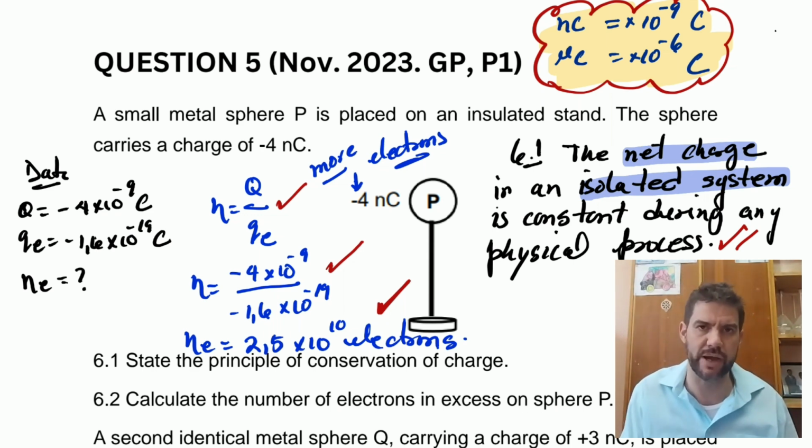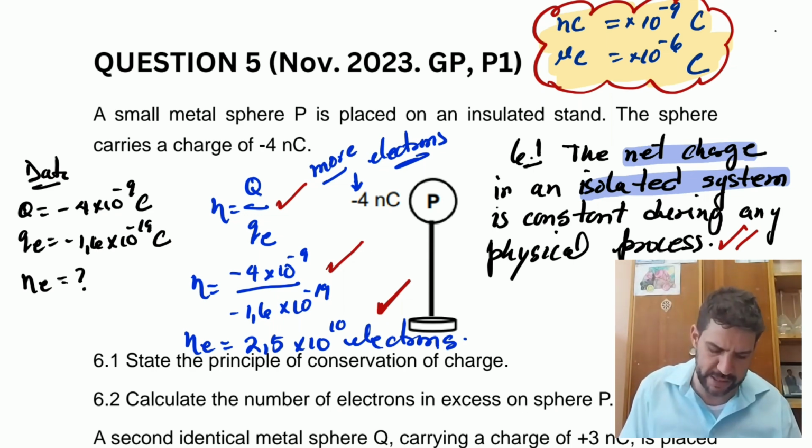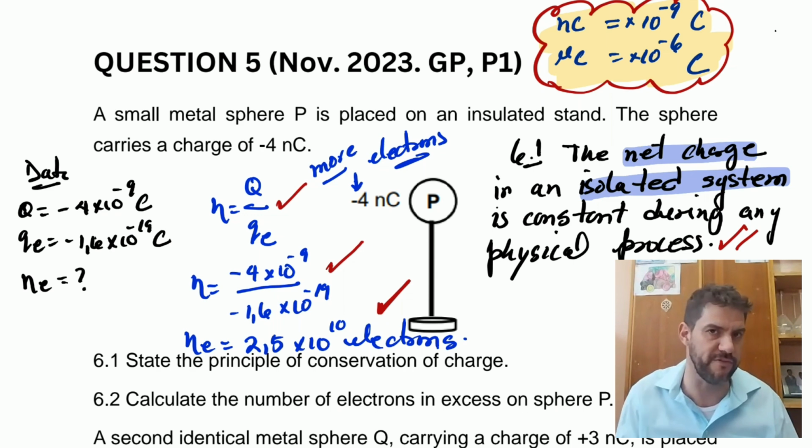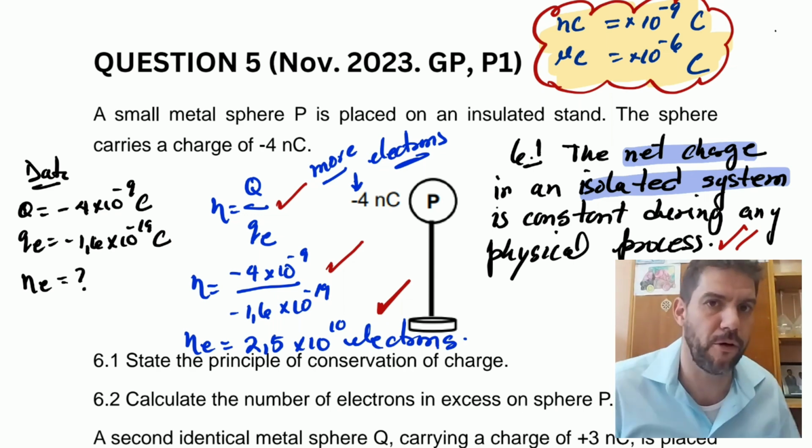This one is how to calculate the number of electrons that a sphere or an object has in excess. Note something important: that number of electrons must be positive, so the final answer must be positive there.